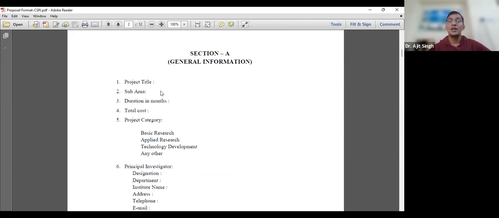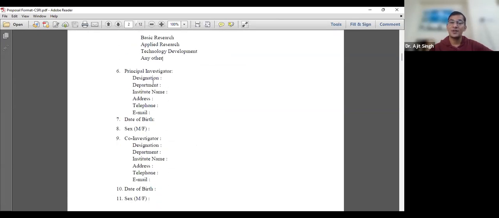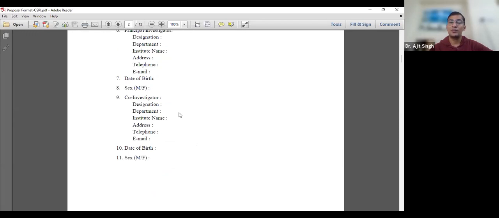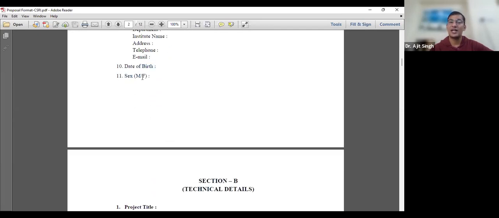Look at the proposal. Sample project title, sub area, duration in months, what you are proposing, total cost. This is just general information. Then project category, whether it is basic research, applied research, technology development, or anything else. Then principal investigators: designation, department, institute name, address, mobile, telephone number, email, date of birth, gender. Then co-investigators, again the same details.